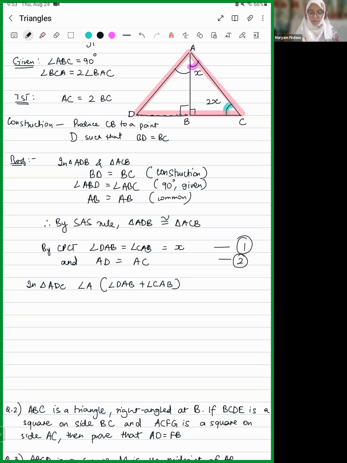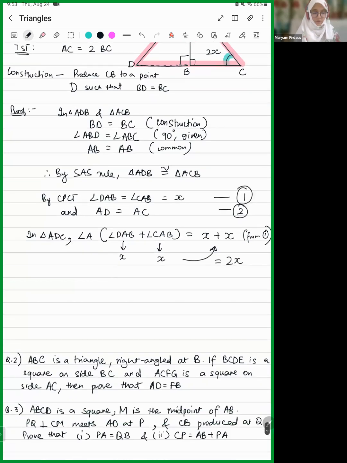Okay. So in triangle ADC, the big one which we have highlighted, angle A, the top angle, the entire angle, is equal to x plus x. Why x plus x? How do we know that this is x? From the first equation, this angle DAB is equal to x, right? That's why we are writing x plus x. So x plus x means it is equal to 2x. So what have we gotten now?